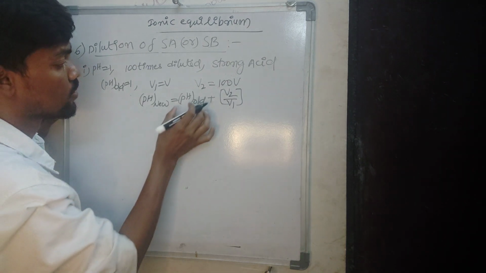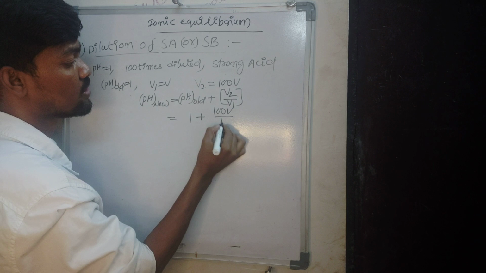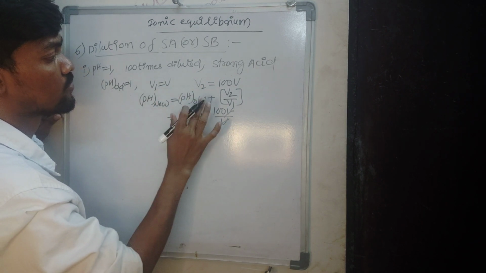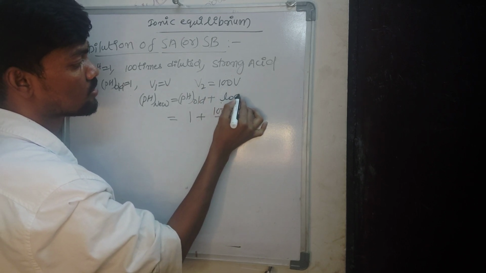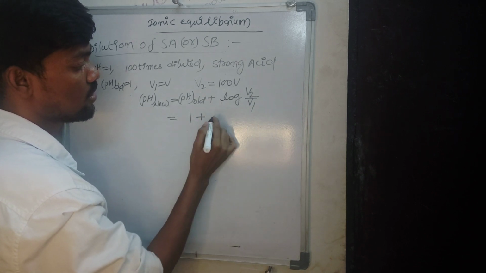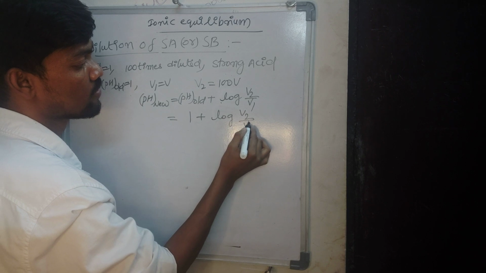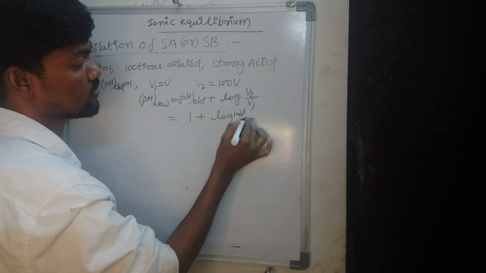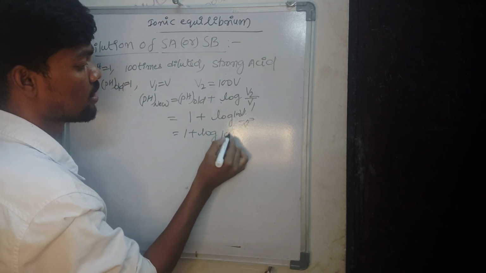So V2 by V1, what is the value? We need the new pH. The old pH value is 1. V2 is 100V and V1 is V, so the V's cancel. Sorry, here we have to use log V2 by V1. I think we didn't tell the log formulas earlier. So 1 plus log 100, which is 1 plus log 10 squared.